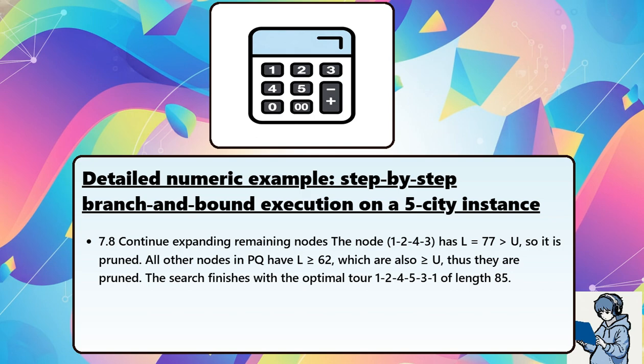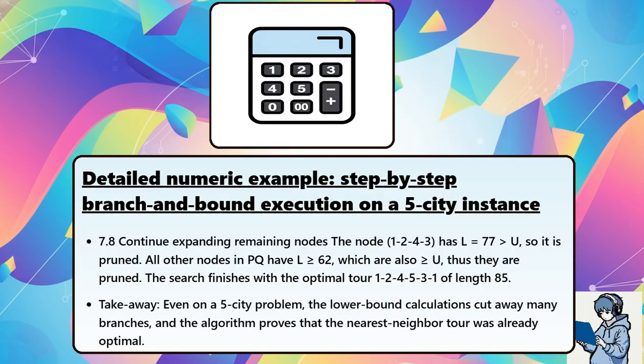The node 1-2-4-3 has lower bound 77, greater than the upper bound, so it is pruned. All other nodes in the priority queue have lower bound at least 62, also greater than or equal to the upper bound, so they are pruned. The search finishes with the optimal tour 1-2-4-5-3-1 of length 85. Takeaway: even on a 5-city problem, the lower bound calculations cut away many branches, and the algorithm proves that the nearest neighbor tour was already optimal.